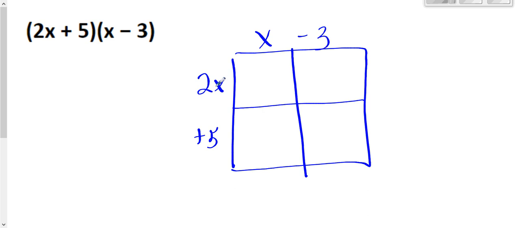So 2x times x is going to give me 2x squared. And 2x times negative 3 is going to give me negative 6x. 5 times x is going to give me 5x. And 5 times negative 3 is going to give me negative 15. So now all of this is going to give me my area or my answer here. Okay, so my product.